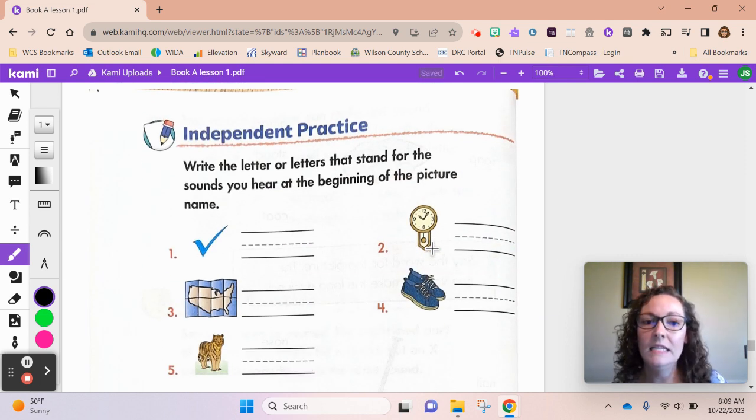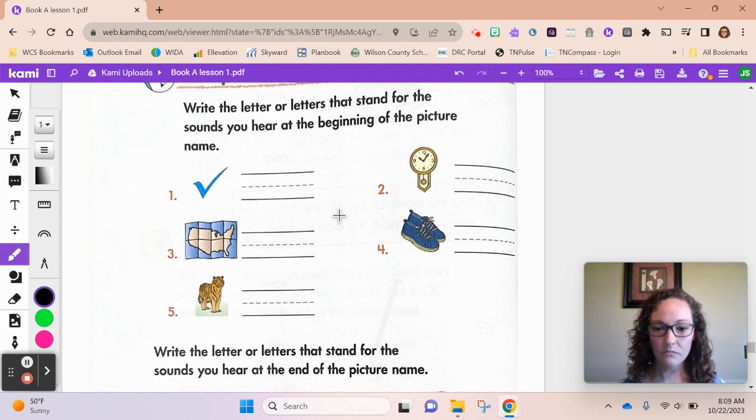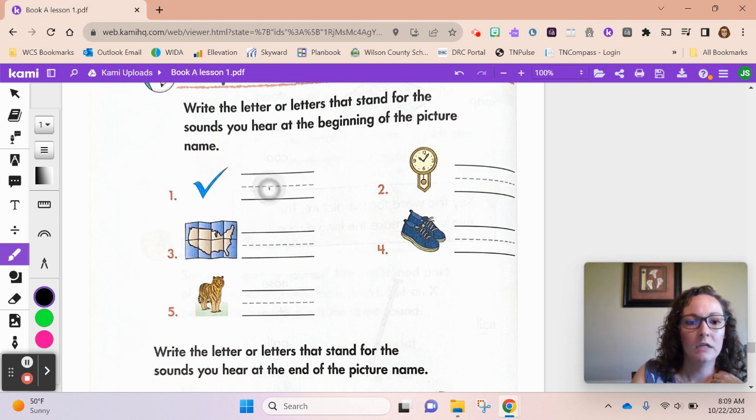Okay, this is the very end. Now we have independent practice. It says to write the letter or letters that stand for the sounds you hear at the beginning of the picture name. So, number one, this word is check. Check. So what digraph says ch? You should have written CH.